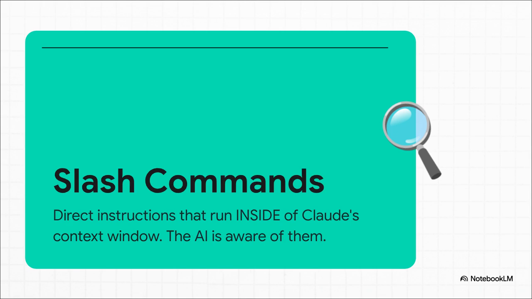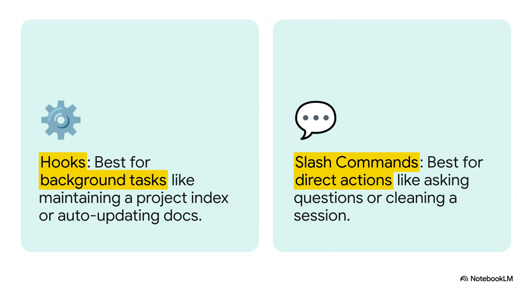These are the complete opposite. They are explicit instructions you give directly to Claude inside the conversation. The AI is totally aware of them, and they become a part of its working memory for whatever you're doing right then. So how do you choose? Which one do you use? It's all about strategy. You use hooks for those persistent background tasks that give Claude context without it even having to think about them. And you use slash commands when you need to give a direct, in-the-moment order.